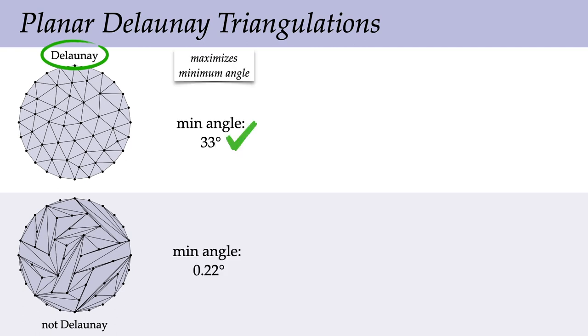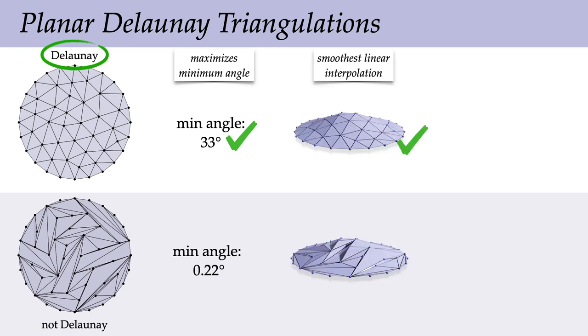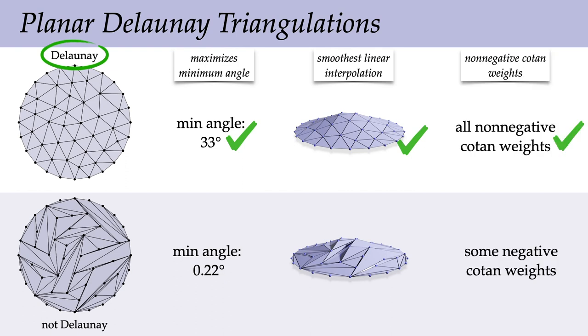For example, they maximize the minimum angle of the mesh among all triangulations, which improves element quality, and they provide smoother linear interpolation than any other triangulation. Later on, we'll also see that Delaunay triangulations ensure that our Laplacian has non-negative cotan weights, which leads to many other benefits. There are many equivalent definitions of what it means for a triangulation to be Delaunay. Indeed, several of the properties that I just mentioned can be used. But for now, it'll be easiest to use the following definition.